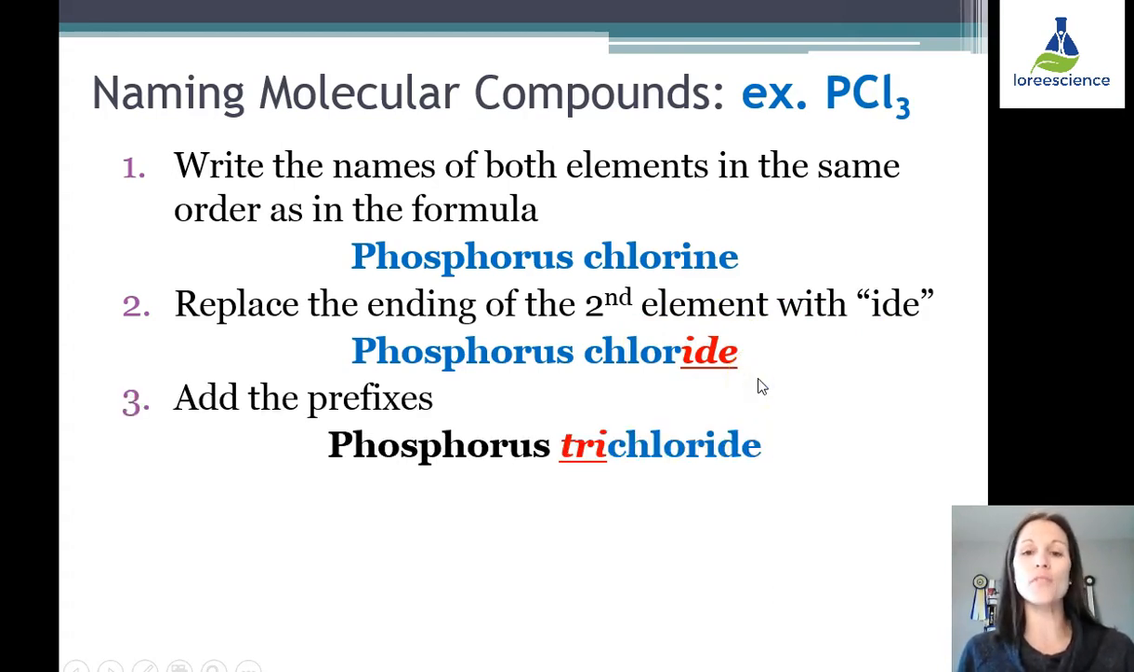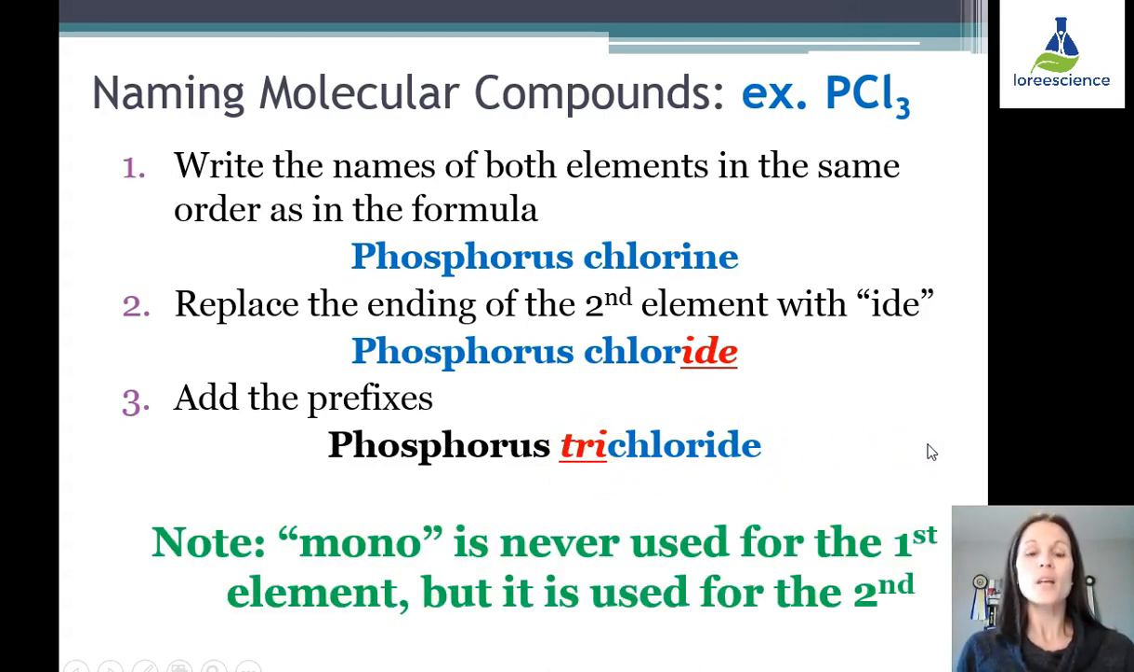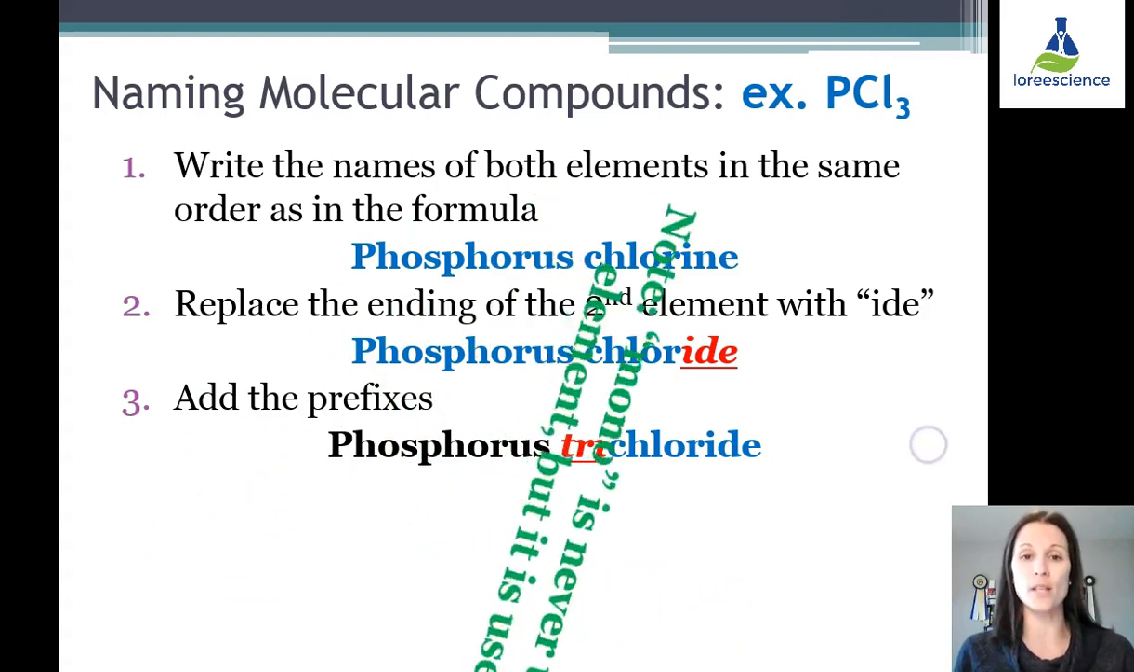Now you add the prefixes to tell how many of each. So if we look at PCl3, we have 1 phosphorus. The fact that we have the name phosphorus there implies that there is 1, and you never add mono to the first element. So we just leave it as phosphorus, but we have 3 chlorides, so we say trichloride. So again, mono is never used for the first element, but if there's only 1 of the second, you do write the word mono in front.